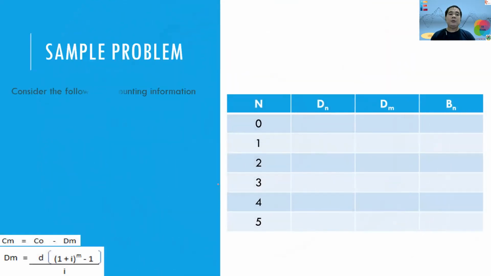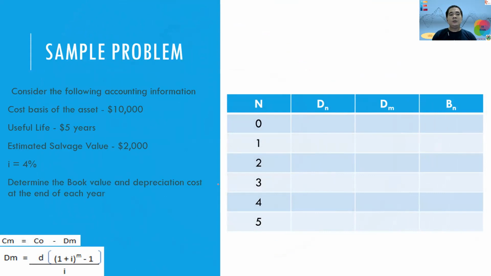So, say for example, we have the same problem. The cost of the asset is 10,000. Your useful life is 5 years. Your estimated salvage value is 2,000. And your I is 4 percent. Assuming you need to get the depreciation value, the depreciation value is equal to this equation, class.